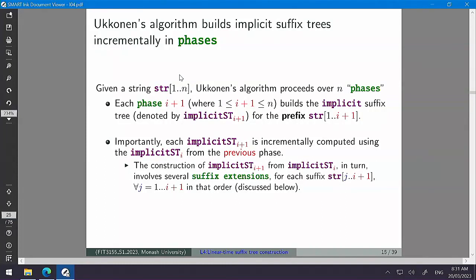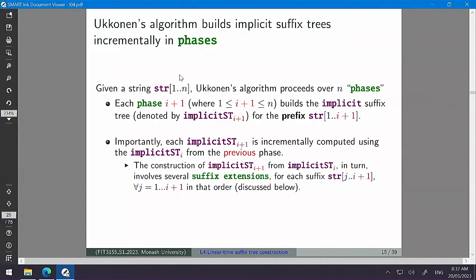So the implicit suffix tree at position I has all suffixes of the prefix 1 to I. That means 1 to I, 2 to I, 3 to I, 4 to I, all the way to I to I, which I'll just call a single letter. I to I is a single letter, isn't it? So you have an implicit suffix tree without a dollar, which contains the information of all suffixes of the prefix 1 to I. Does that make sense? Okay.